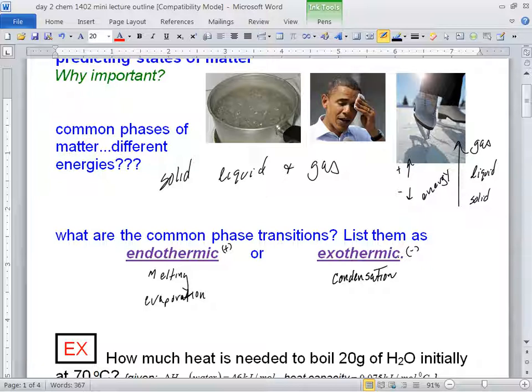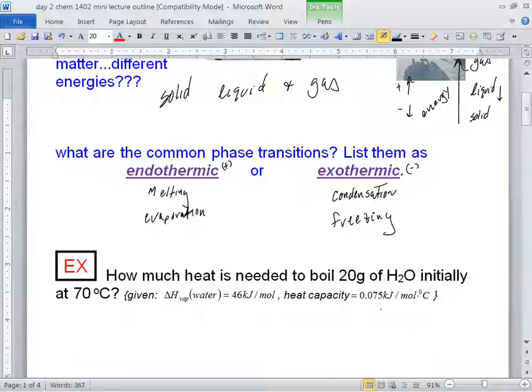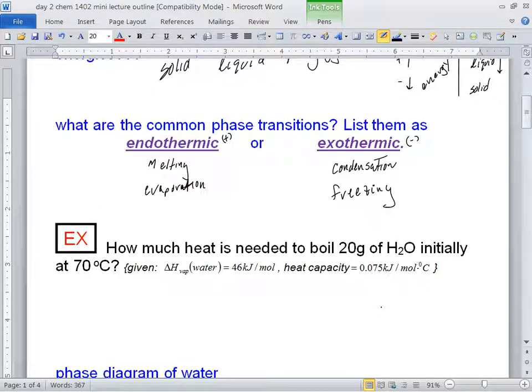Okay. Let's just do one more and we'll quit. Mia? Freezing. So freezing would go where? Endo or exo? Exo, yeah. Freezing is liquid to solid. Okay, that's enough. You get the idea. Does that make sense before I go on?